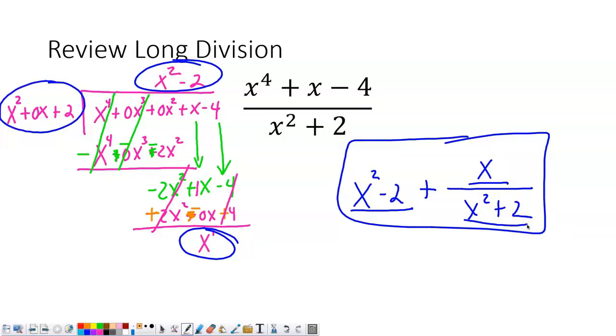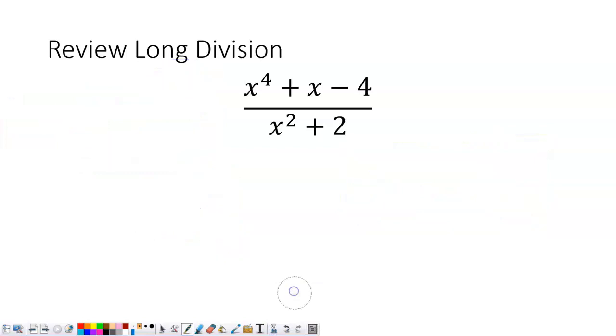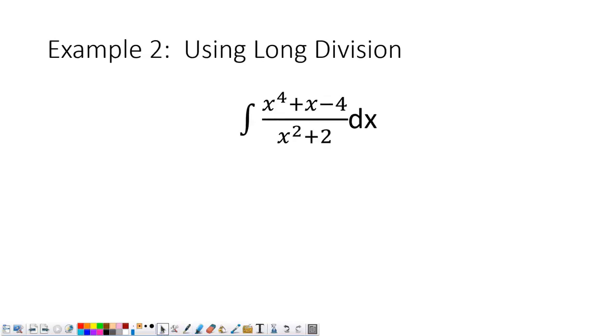All right? So that's long division, but we haven't really seen what this has to do with integration yet. So now we're going to go ahead and do an integration problem. Now this is the problem that you just did. Notice that we have x to the fourth plus x minus 4 over x squared plus 2, right? We just did that. So when are we going to use this long division strategy? That's a good question.